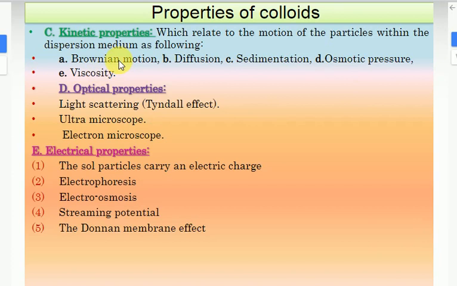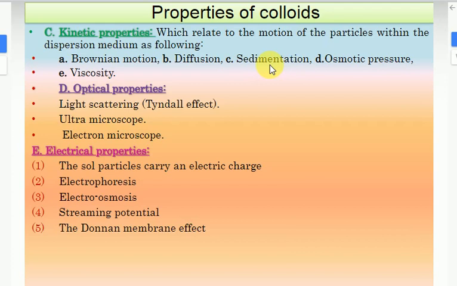Clear. Brownian movement means zigzag motion of the particles because of the unequal bombardment only. Next, diffusion. Diffusion means the particles move from high concentration to low concentration. It also depends upon the kinetic energy. That's why we apply pressure.